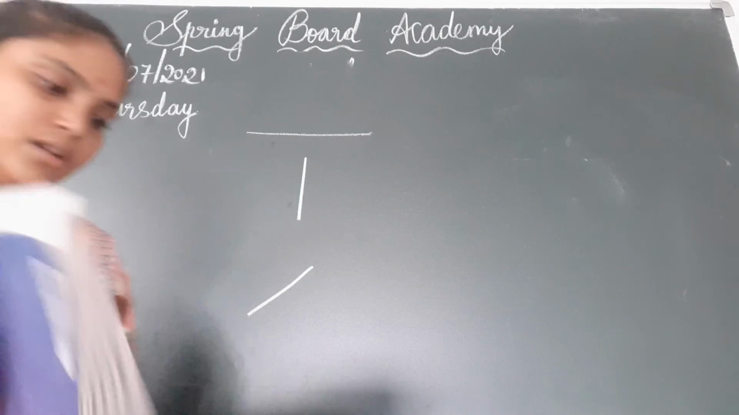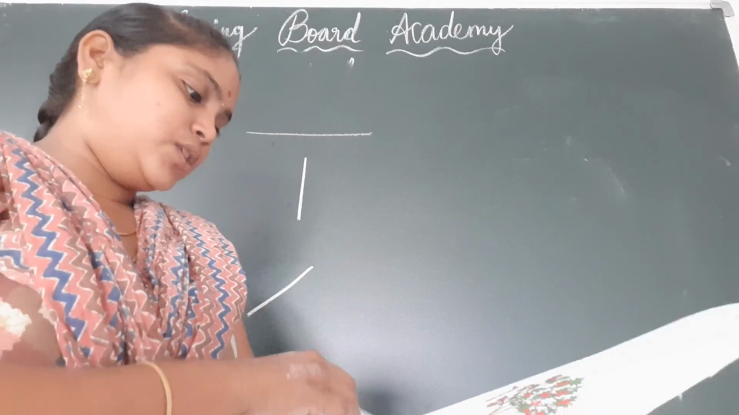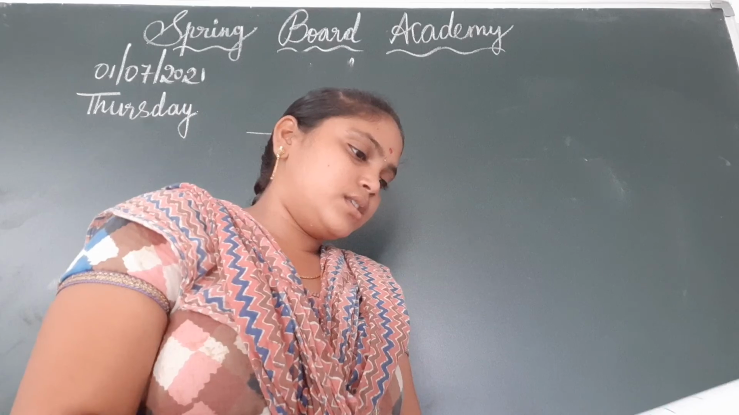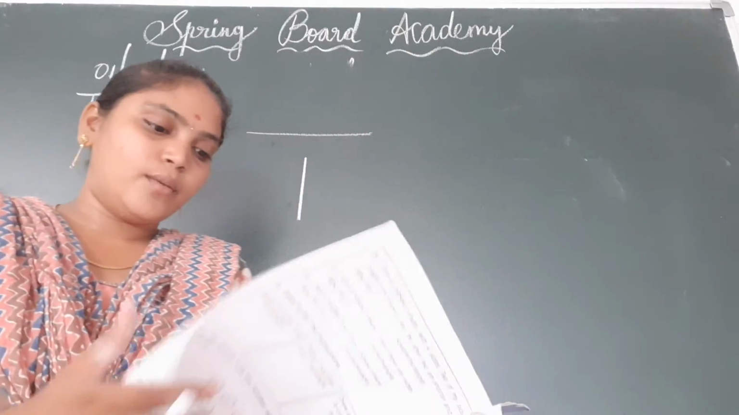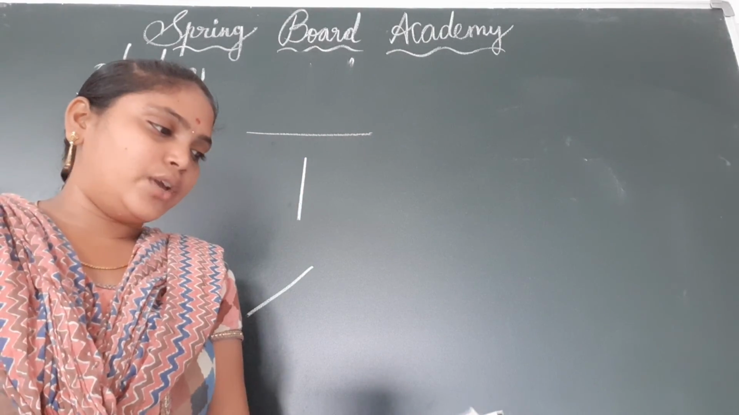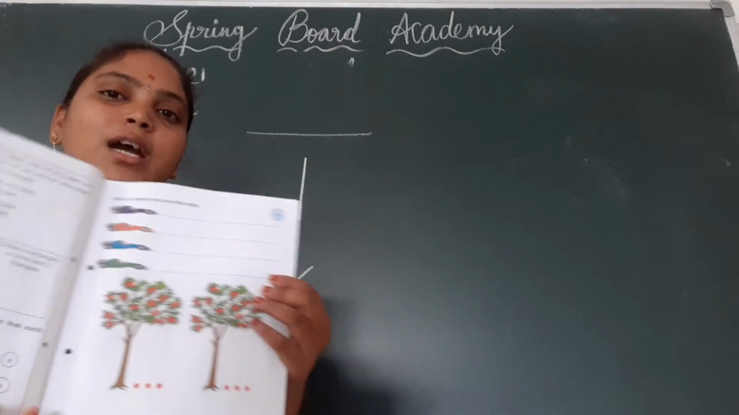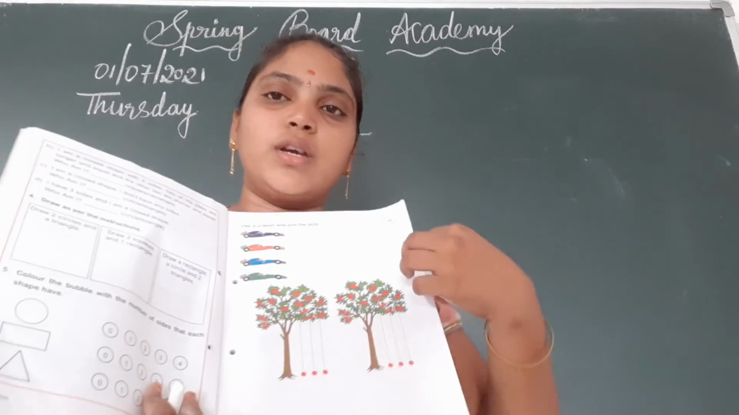So you have to complete page number 1, second Roman and third Roman, and you have to complete 1 year, children. Just use crayons to join these dots.